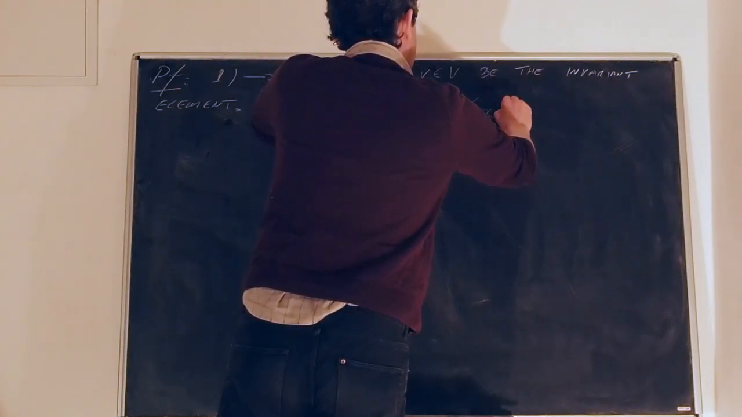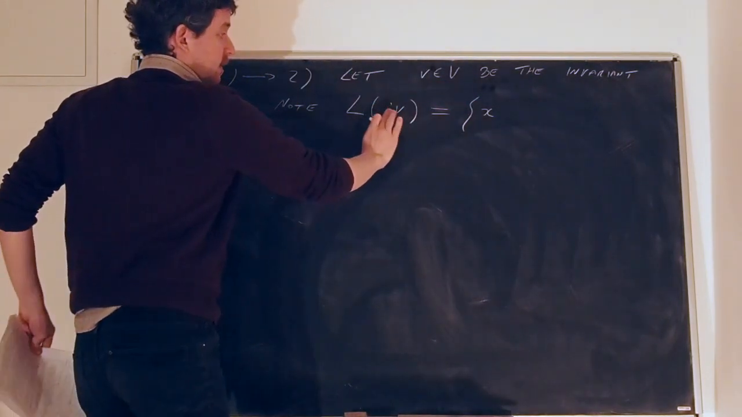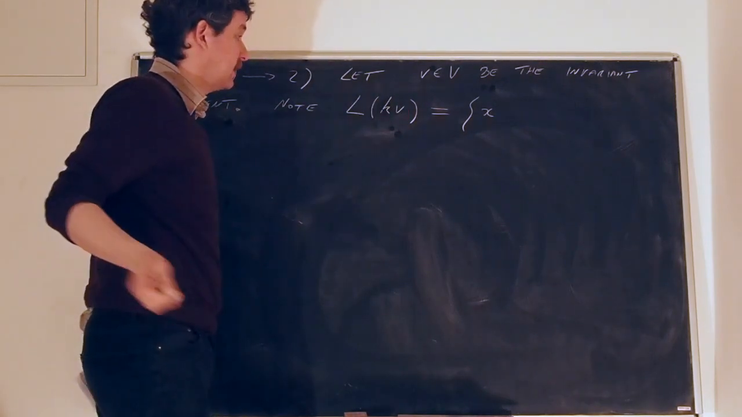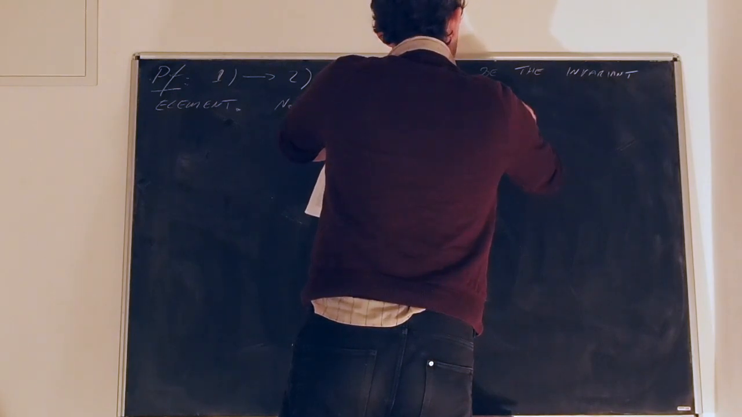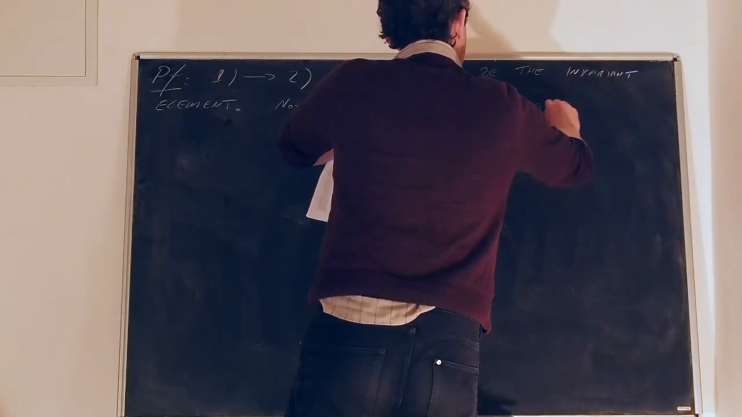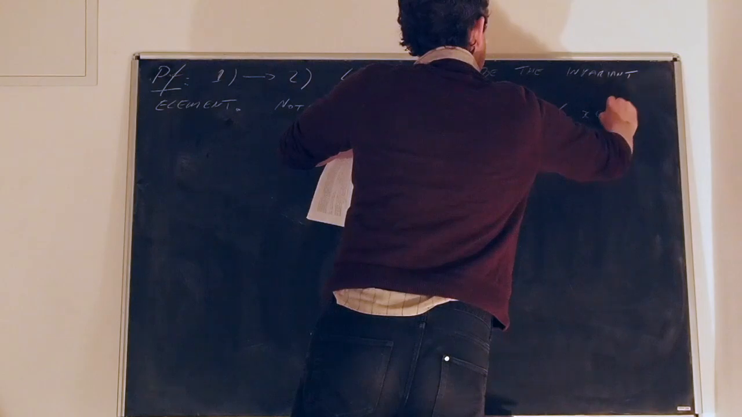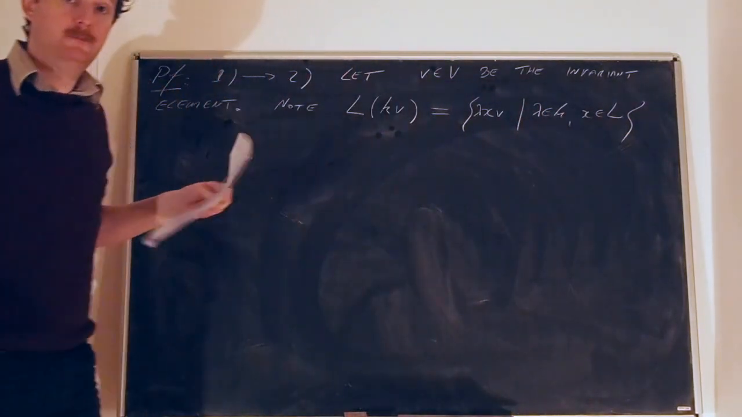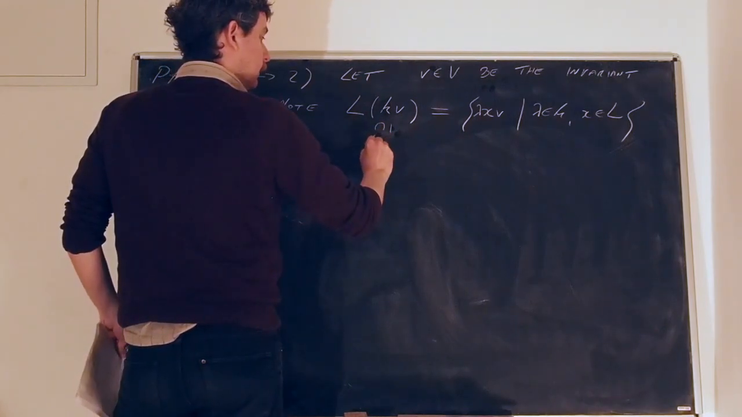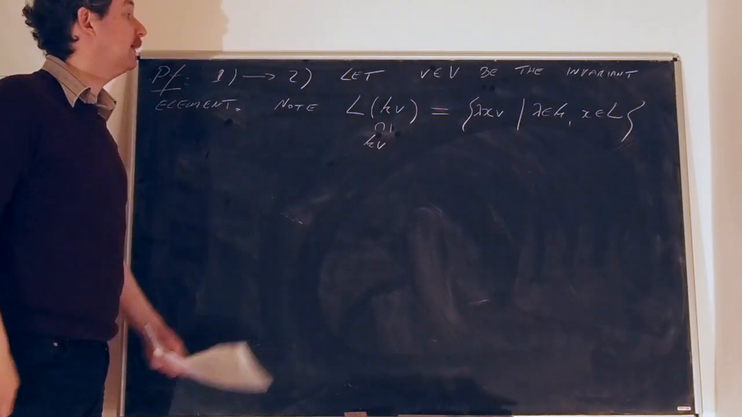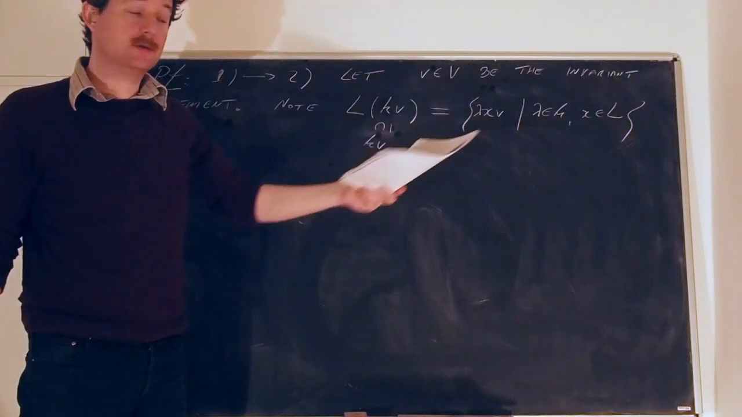Does it need to be C or can it be any field? Sorry, we're working over a general field K. Thank you. It's lambda by B. Lambda K and X in L. Okay. This guy is contained inside KB. That's clear because it's actually just 0.